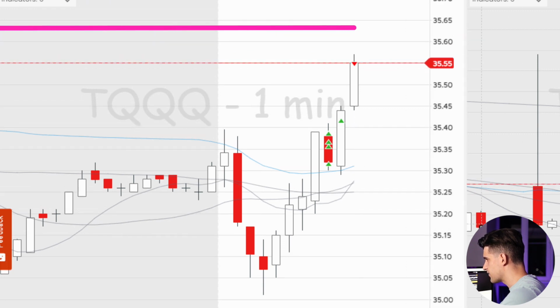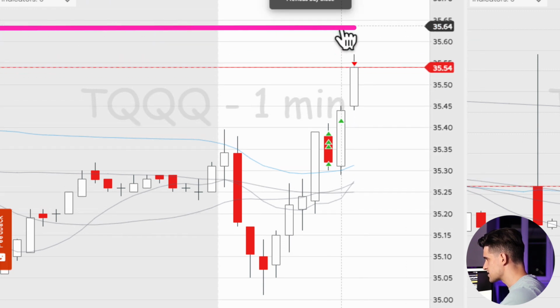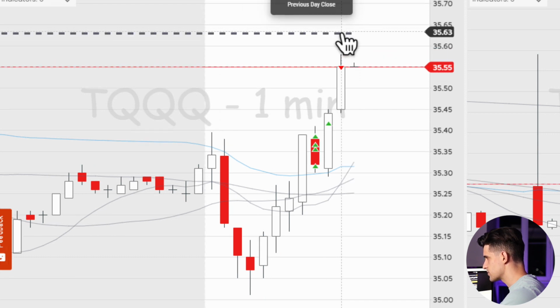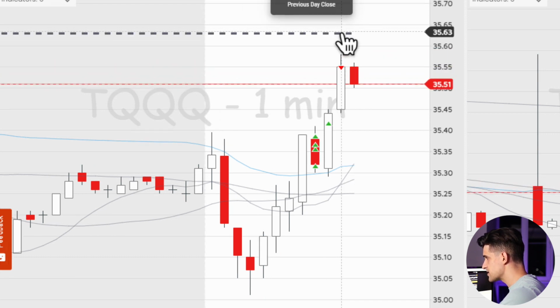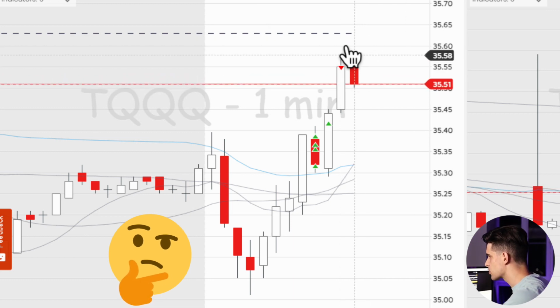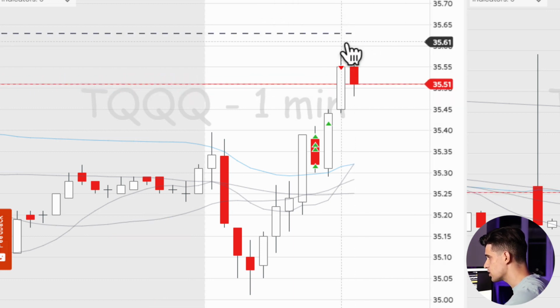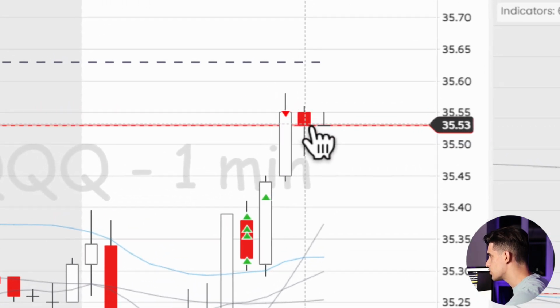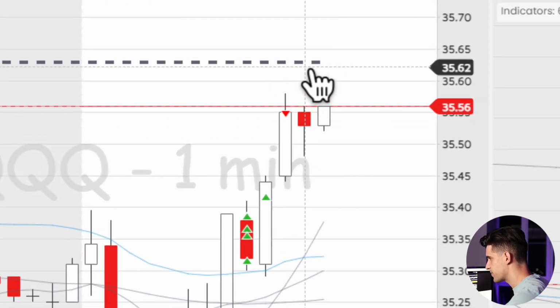The level up here, 35.64, is the previous day close, and we can actually use this previous day close as a target. We can start taking our partials closer to the previous day close, or if you are patient enough, you could hold on to it all the way to the previous day close.